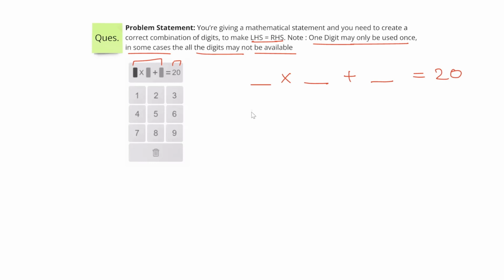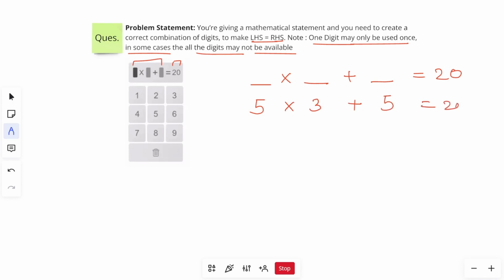And I would suggest, if you already have some idea in mind, pause the video and try to think of it, and then proceed with the solution. If you are not getting any hint, then you can directly watch the solution. So I'm telling you what is not the correct way of solving this one. One possible way is 5 into 3 is 15, 15 plus 5 is 20. You might think this is correct and select it, but this is wrong. Why? Because we are already told a condition that one digit should be used only once, and we are using 5 twice in this case. That is why this is a wrong one.